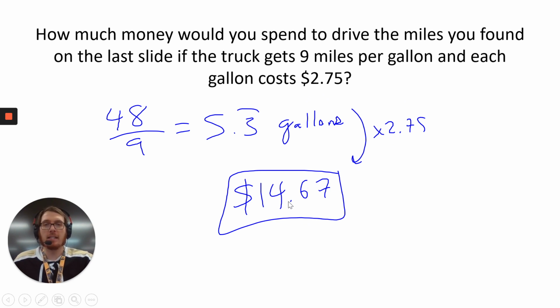Okay, so that would be $14.67. So when you're looking at these questions, don't round to the very end. Remember, miles per gallon can be divided by the number of miles to figure out how many gallons you have, and then multiply that by $2.75 to figure out the total price.